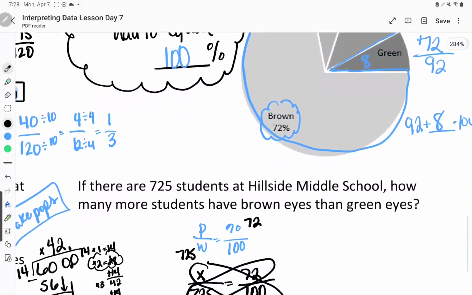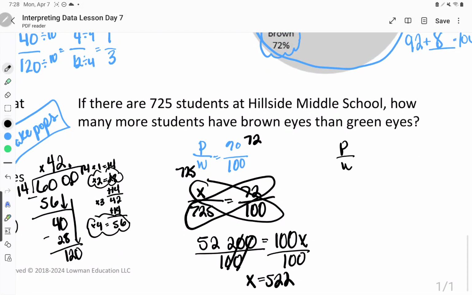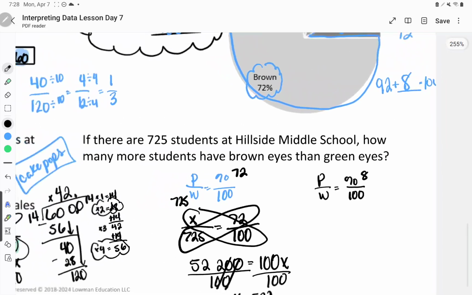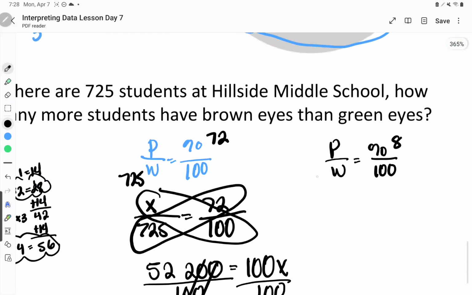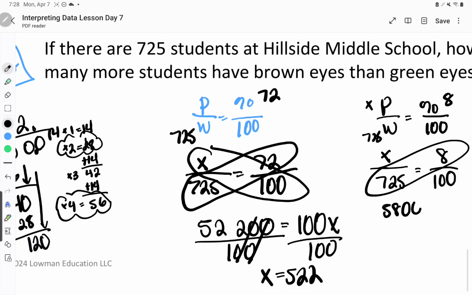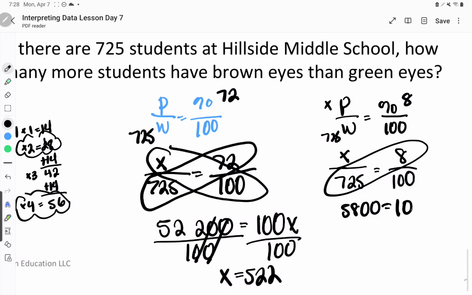Well, I see that it's 8% of kids that have green eyes. So I have part over whole equals percent over 100. And my percent is the 8. And my whole is that there are still 725 students at this school. And then x is still my part. So I have x over 725 equals 8 over 100. We solve this by cross multiplying. So I have 725 times 8, which gives me 5,800 equals 100x. Divide both sides by 100, and that gives us 58.